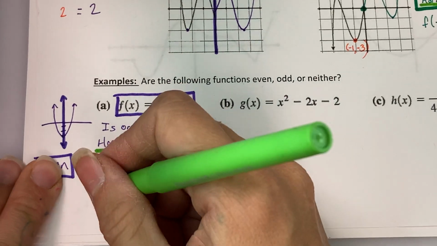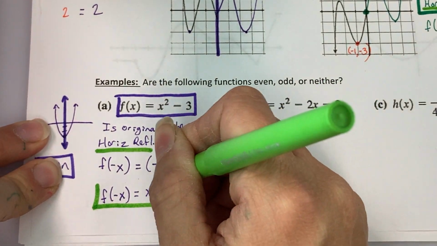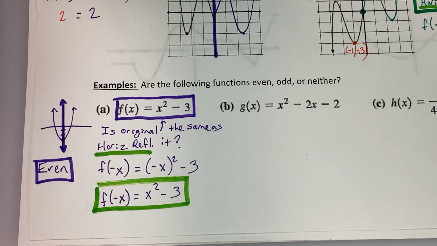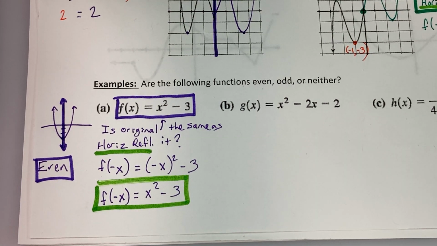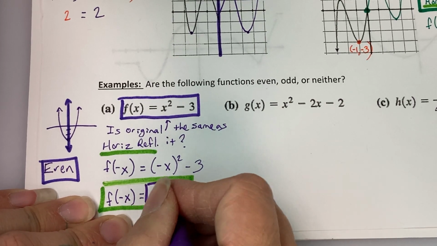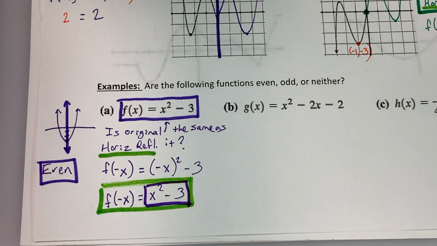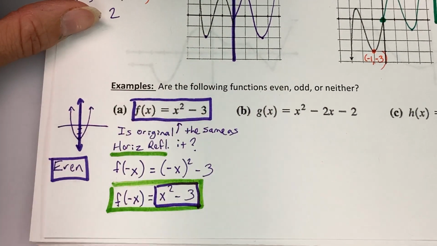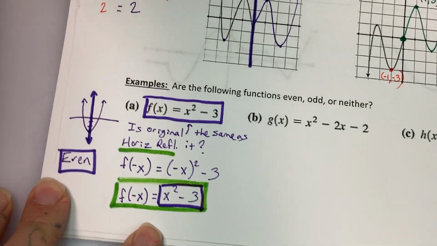So does horizontally reflecting my function give me the same function? It sure does, because I got x squared minus 3. So this is the same as my original function. So this shows that horizontally reflecting it gives me the exact same function.